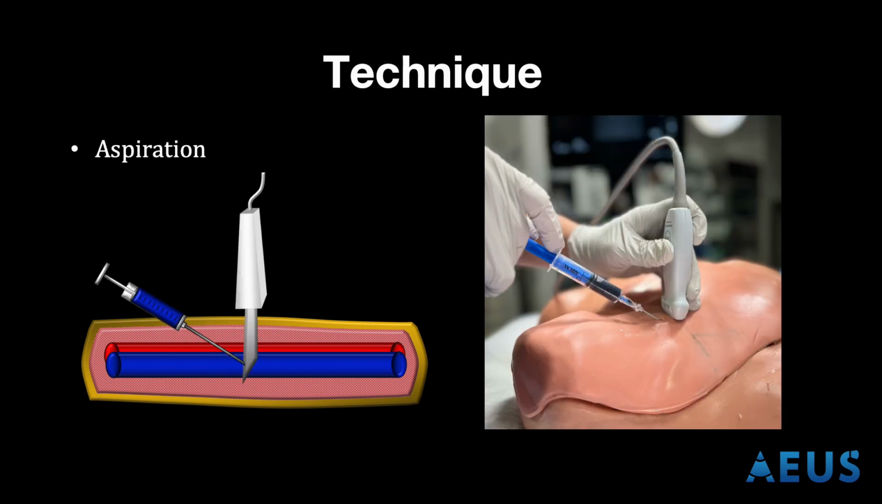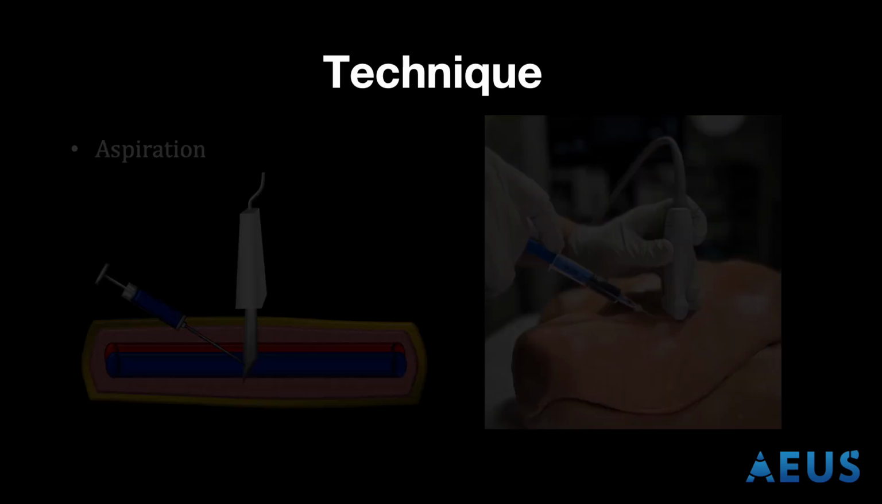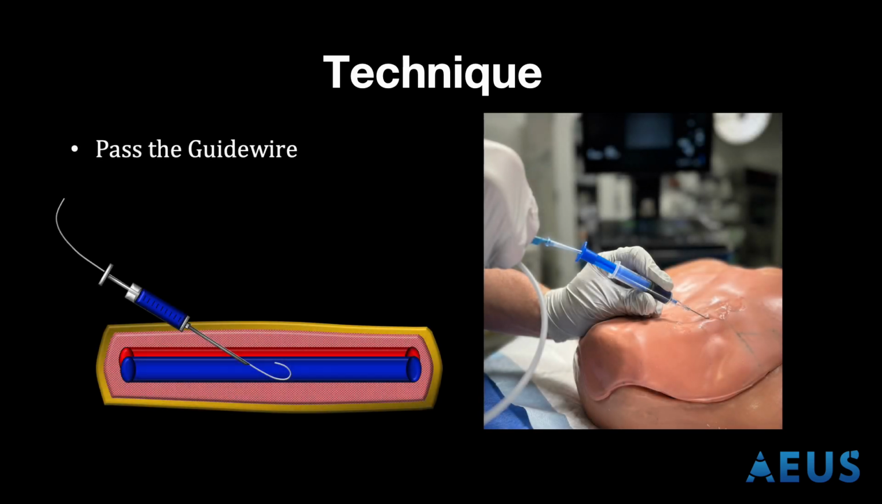Once you have achieved successful aspiration, you can place the ultrasound probe aside, maintaining sterility with it, and hold positioning on the needle while removing your syringe. With the needle anchored in the same position and angle as during the aspiration procedure, you're now ready to insert the guide wire. This can be done in one of two ways.